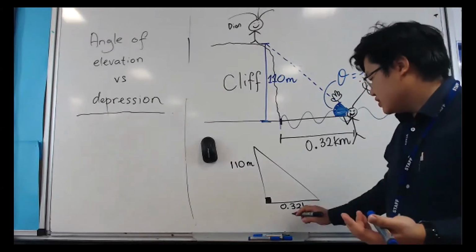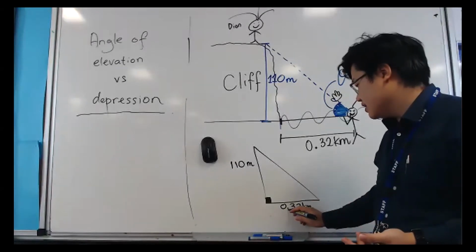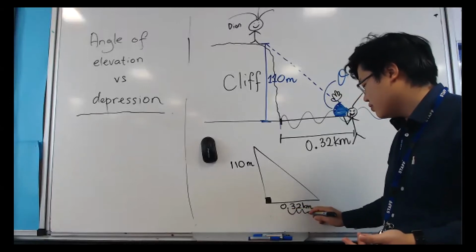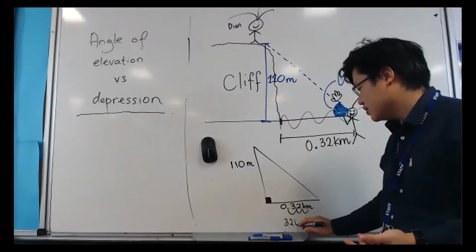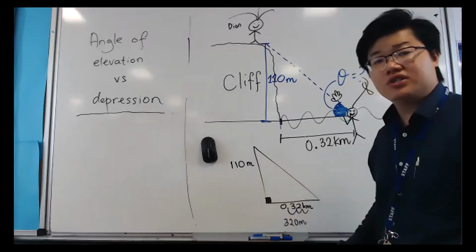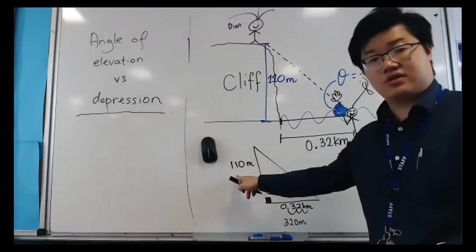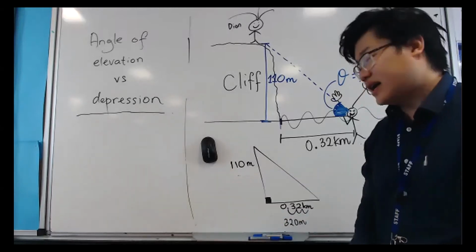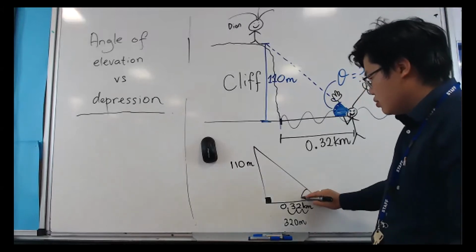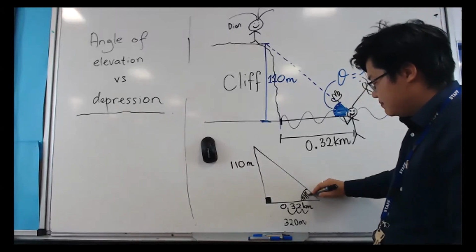Yeah, okay, so if you prefer meters, you can convert that. So 0.32 kilometers is 320 meters. So it depends on what unit you prefer. You could convert that into kilometers if you wish. Now, what about the angle of elevation?